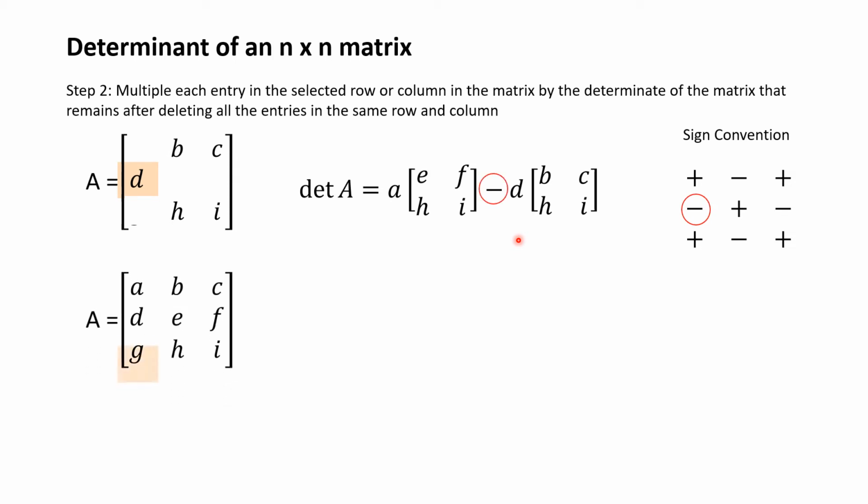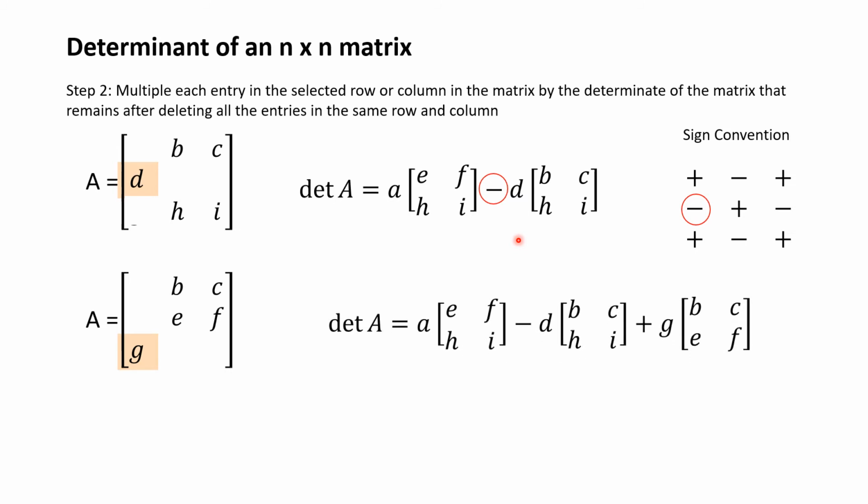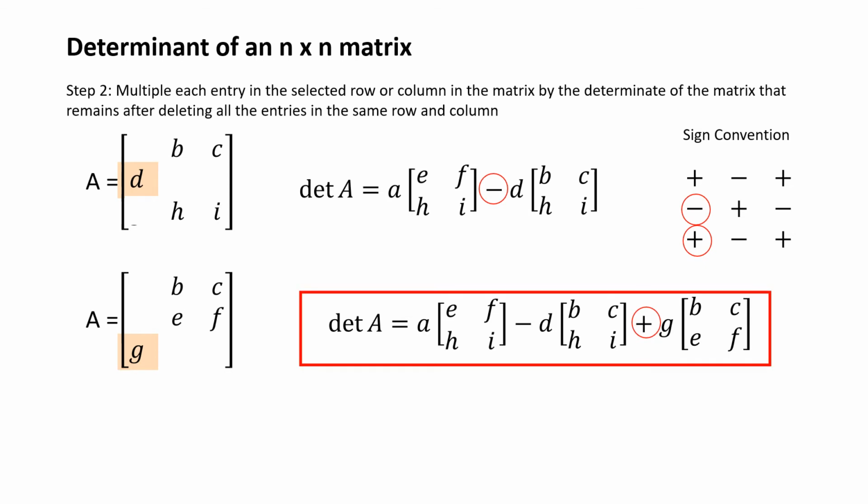And now we look at the remaining element, which is element G. We delete all the entries in the same row and column, and we're left with a 2x2 matrix. And because this element is located in column 1 and row 3, which is a positive, we're going to add this contribution. And this is the formula to determine the determinant for this matrix.